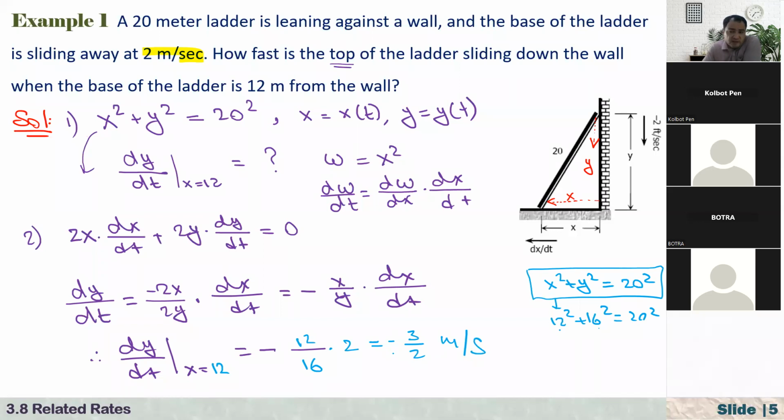And here we have negative, right? Why? Because it is decreasing, it is moving towards the origin. That's why it is negative. So actually, when the foot of the ladder is 12 meters away from the wall, and if it is sliding away at the speed of 2 meters per second, then the top of the ladder will be moving down at the speed of 3/2 meters per second. That means that every second, it is moving down by 1.5 meters.